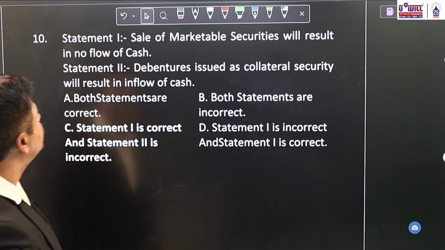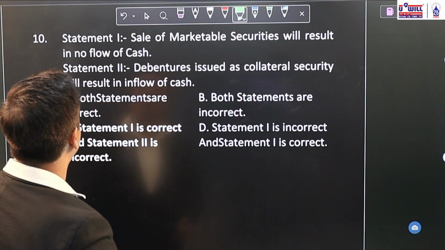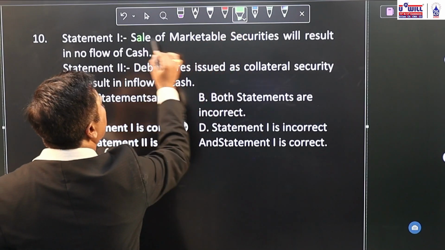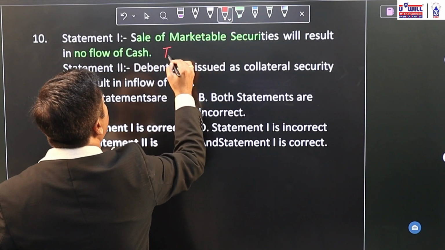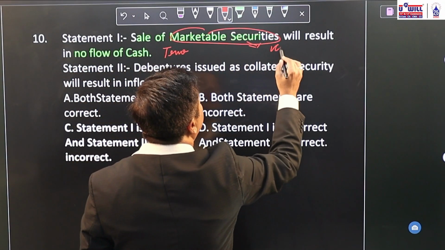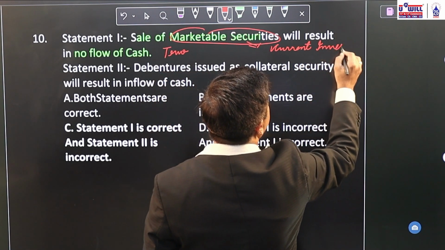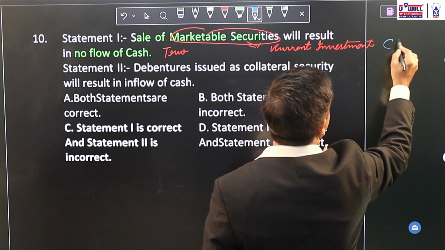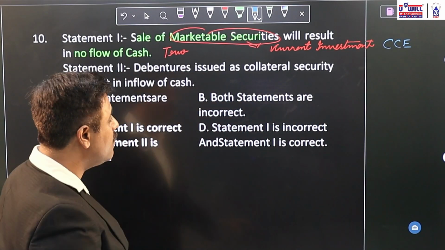Question number 10. Sale of marketable securities will result in no flow of cash. Again, we have to identify which one is correct and wrong. Sale of marketable securities will result in no flow of cash. Yes, correct. Why? Because marketable securities themselves are current investments, and because they are current investments, they are a part of cash and cash equivalents.